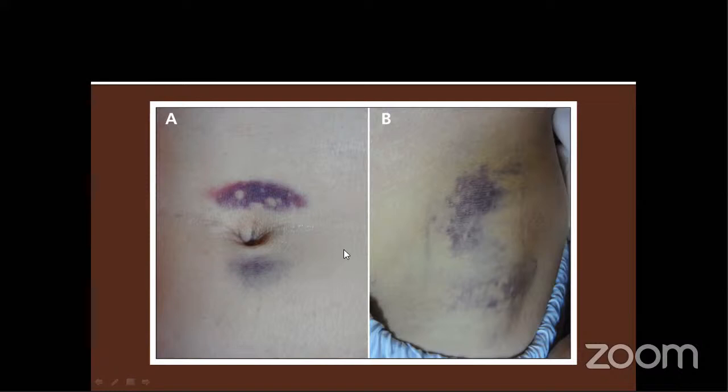So these are also pathognomonic features. Okay, one is Balance sign, Kehr sign, Cullen sign. Next it is Grey Turner sign. Okay.